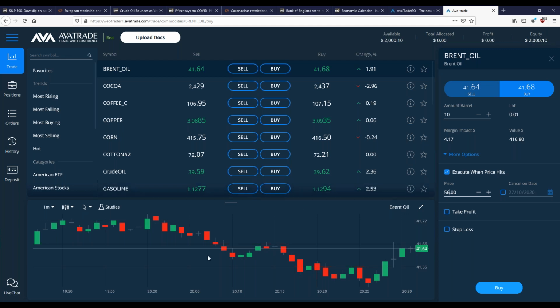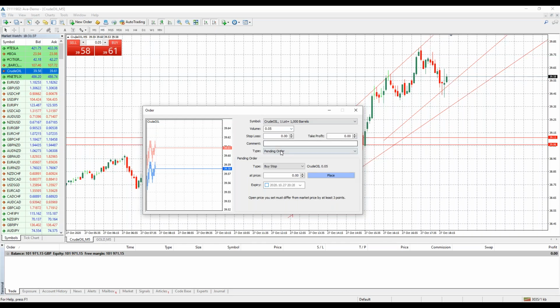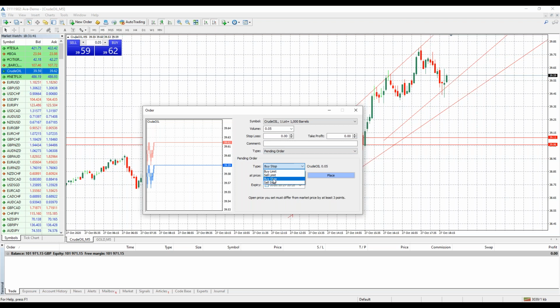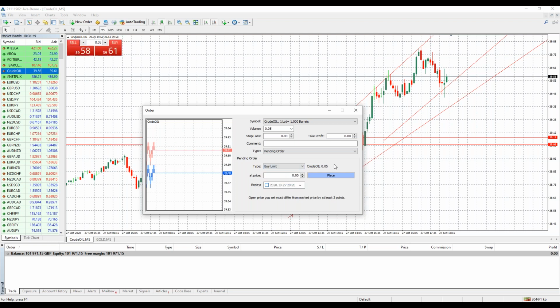You didn't have to know, like in the MT4, where you have to know that this is a buy stop to program it at a higher price, rather than a buy limit. Buy limit buys from a lower price. So on the MT4, it's more technical. You have to know a little bit more how to program it. On the web trader and the AvaTrade Go app, you just say buy from this price, and you don't have to tell it whether it's a buy stop or a buy limit. Okay, so it simplifies things.